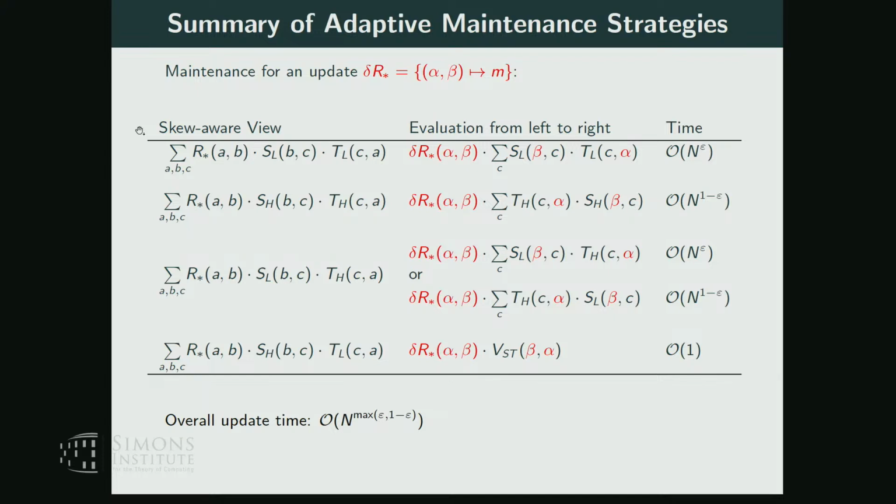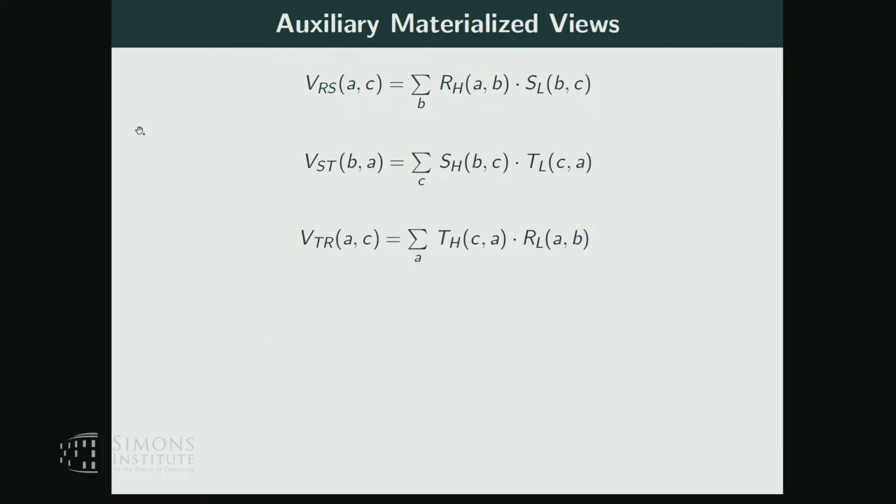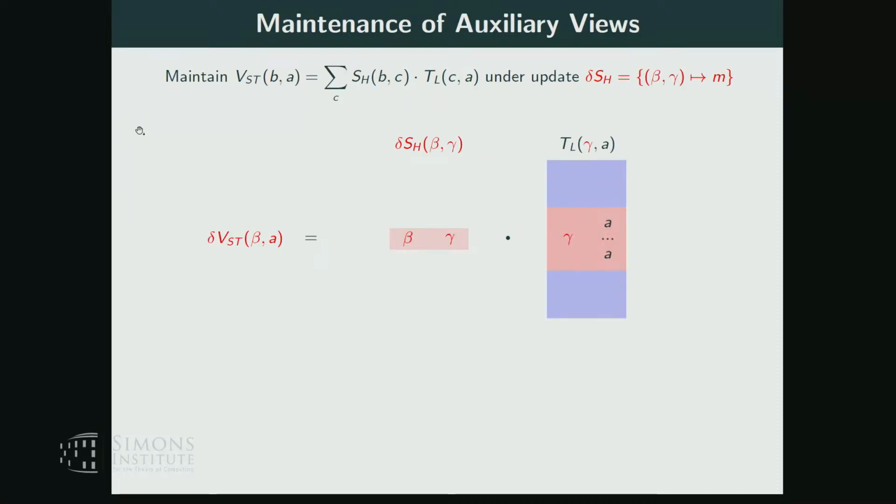Now let me go back to the view. So these are the auxiliary views we have to maintain. So we have to maintain for R, S, and T: in case this is heavy, this is light, again heavy, light, heavy, light. So this combination is what actually created problems for us. So how can we do that? Imagine we have this view, and we want to have updates to S. So we insert beta gamma into S.